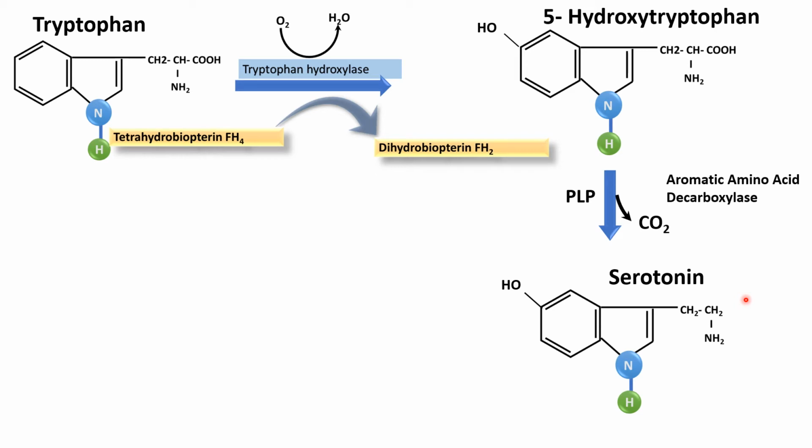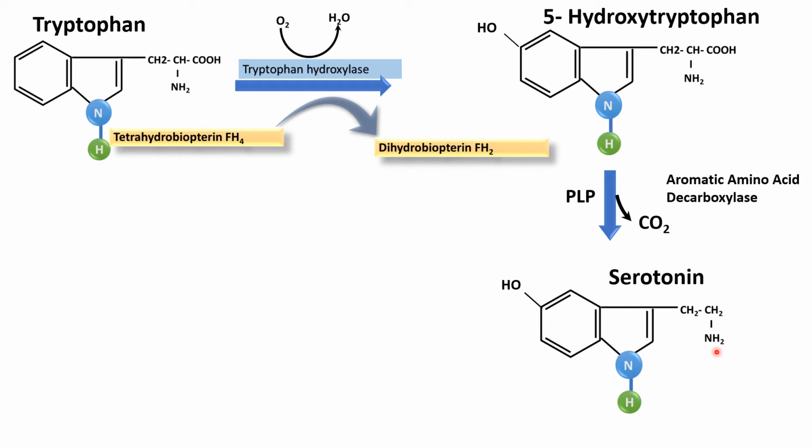It is also called 5-hydroxytryptamine. Here there is a COOH group; now it is removed. The structure will be 5-hydroxytryptamine, and it is also called serotonin. Serotonin is produced in large amounts in the intestinal cells, and serotonin is a physiologically active substance. Then it gets converted into melatonin, which is the hormone of the pineal gland.